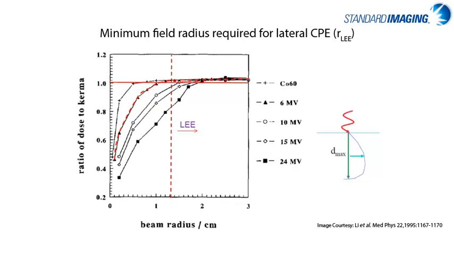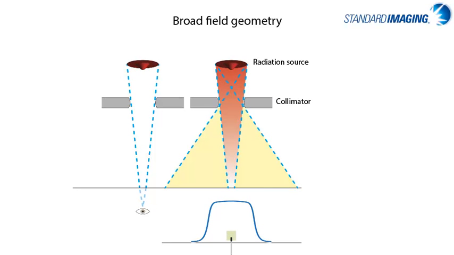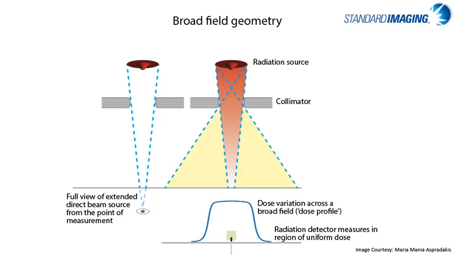The next characteristic of small fields to consider is focal spot occlusion. On these images, it is clear that for a broad field, the entire source is seen by the detector, and we have a large uniform area to work with within our field, so our detectors have no problem measuring dose.